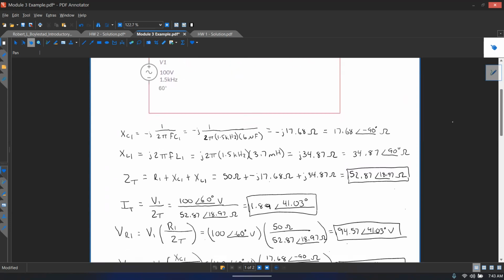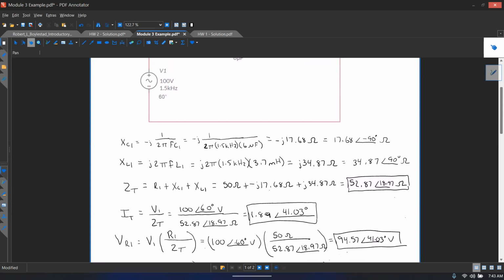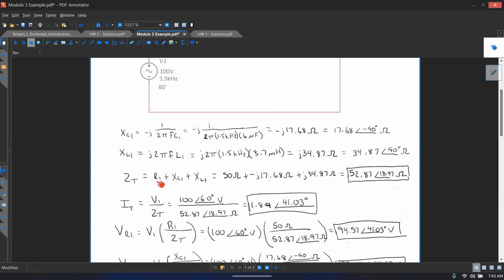So in order to find the total impedance, we just add our elements together. So you've got R1 plus XC1 plus XL1. And we'll just plug and chug. And you can just throw this into your calculator. I don't expect you to show your conversions, but let your calculator do the work and convert this from rectangular notation to polar. Okay. And if you need some help with your calculator on how to do that, just let me know.